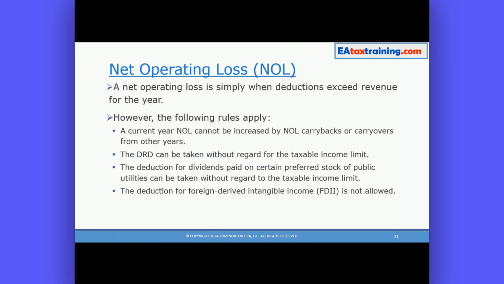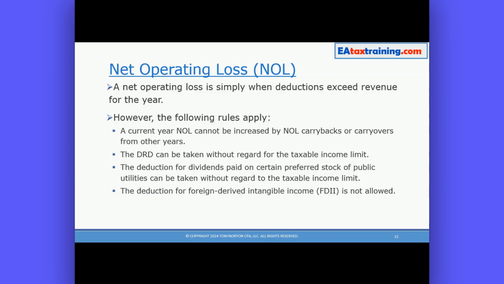Net operating losses. A net operating loss is simply when the deductions exceed the revenue for the year. There are some special rules that apply, however. A current year NOL cannot be increased by NOL carrybacks or carryovers from other years. So you keep your NOLs separate by year.